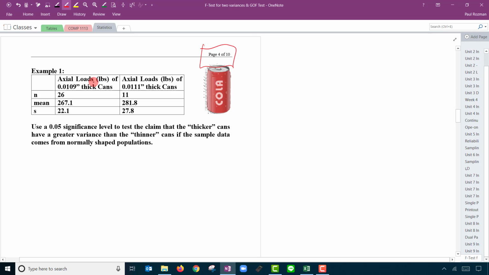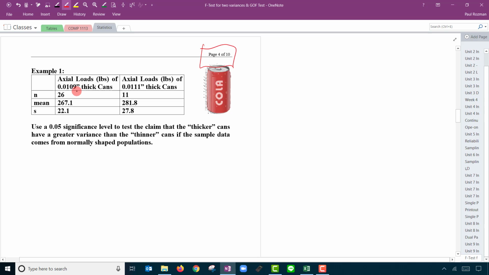Comparing the means wouldn't be very interesting. I mean, it seems pretty obvious that the thicker the aluminum, the more weight they can handle. So I'm not surprised that the mean load of these thicker cans is 281.8 pounds, whereas the thinner ones is lower at 267.1. I probably don't even need a hypothesis test to check that the mean of thicker cans would be higher than the mean of thinner.